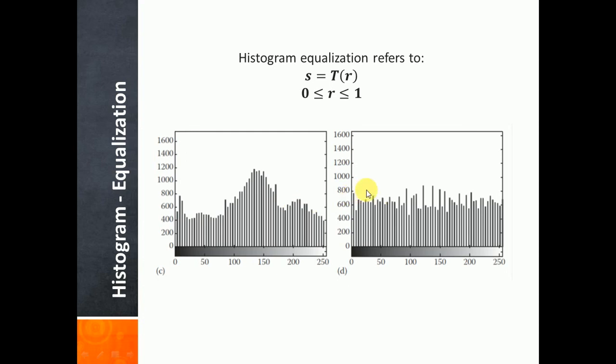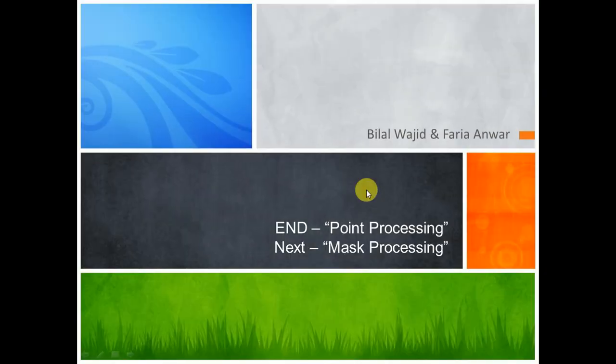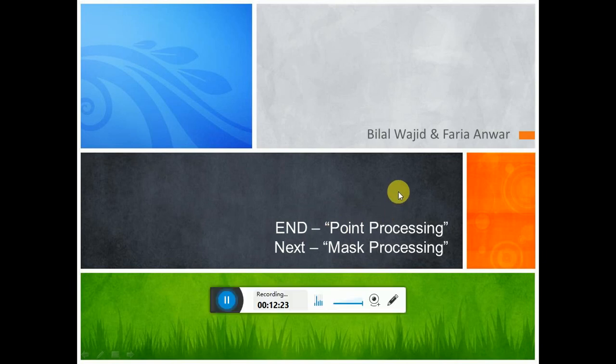So that was about point processing. In the next lecture we will talk about mask processing. Again, in point processing only one element corresponds to one element, but in the mask, it's the point as well as neighboring points which collectively are responsible for the output.